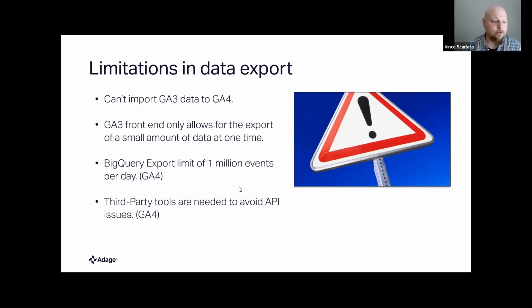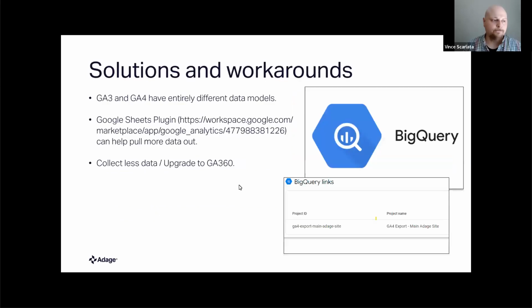And then third-party tools are needed to avoid API issues. Google Analytics 3 had a lot of API underpinnings in terms of the way to pull that data, but most people were not going to use that. With GA4, it's more of a database situation where all your data comes in, and we do have a lot of ways to look at that data, but it might be more beneficial for you to go out and use an API to grab that data, right? So third-party tools might be needed to grab whatever data you're looking for.